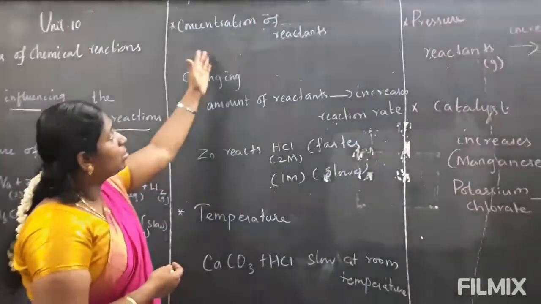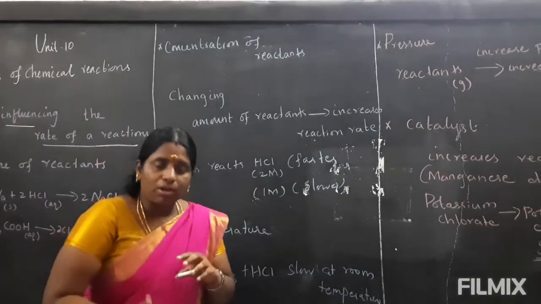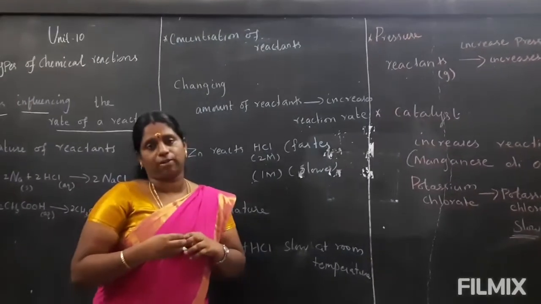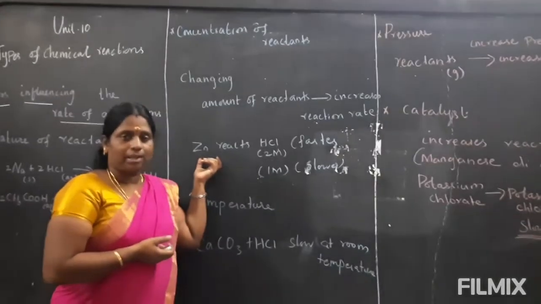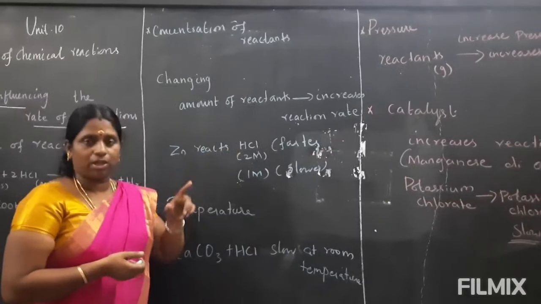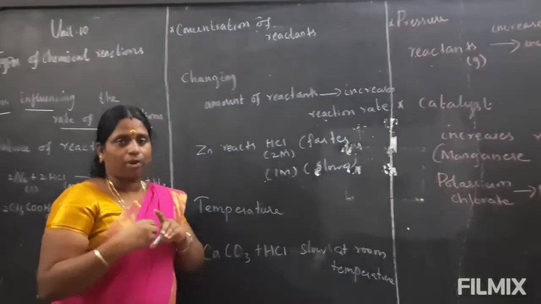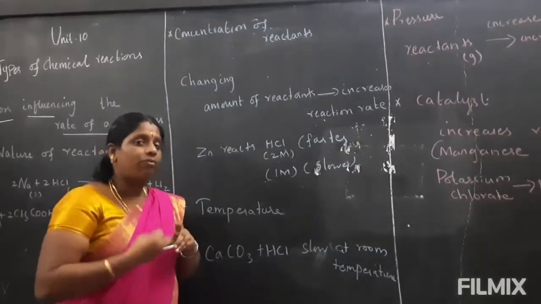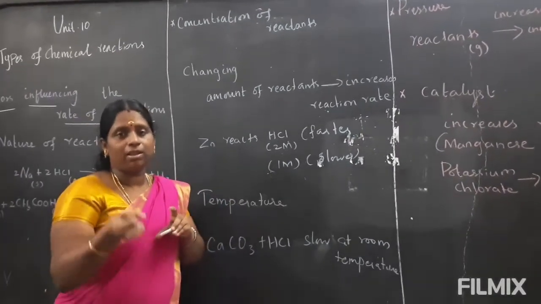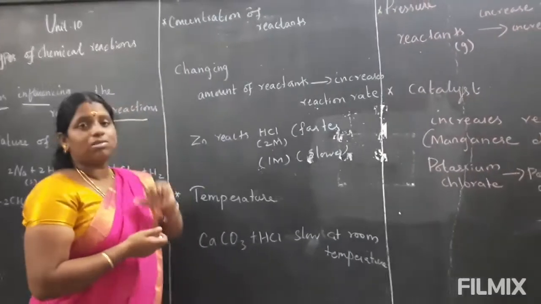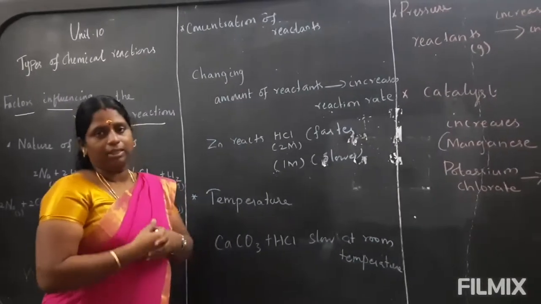The second factor is concentration of reactants. If you add more reactants, it increases the rate of reaction. For example, zinc is a reactant and it will react with hydrochloric acid. If you take a less amount of hydrochloric acid, it will take a long time to get the product. But if you take more hydrochloric acid, it will react rapidly and we will get the products. So that is the concentration of a reactant. If we give more concentration, it will speed up the reaction.